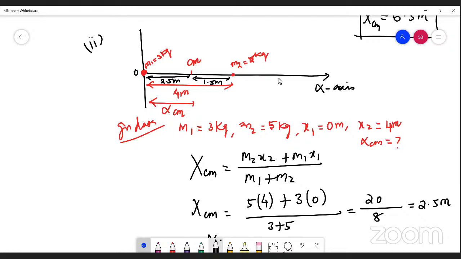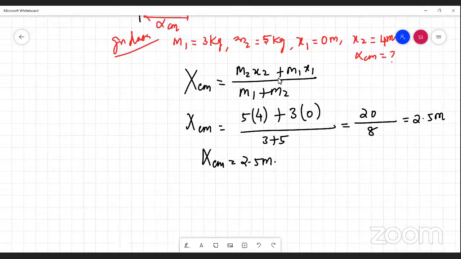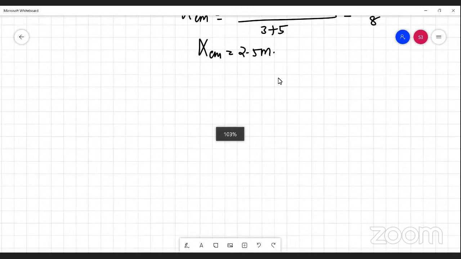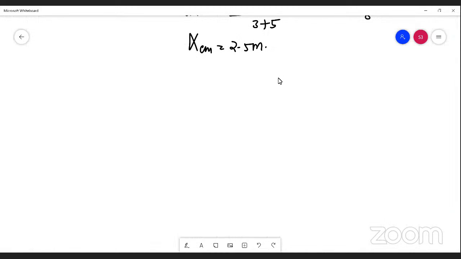Once again, we can show here that the position of center of mass is located very close to the heavier mass. The center of mass is located exactly at 2.5 meters from the 3 kilogram point mass and 1.5 meters from the 5 kilogram point mass on the x-axis. The result shows that the center of mass is located close to the larger mass.